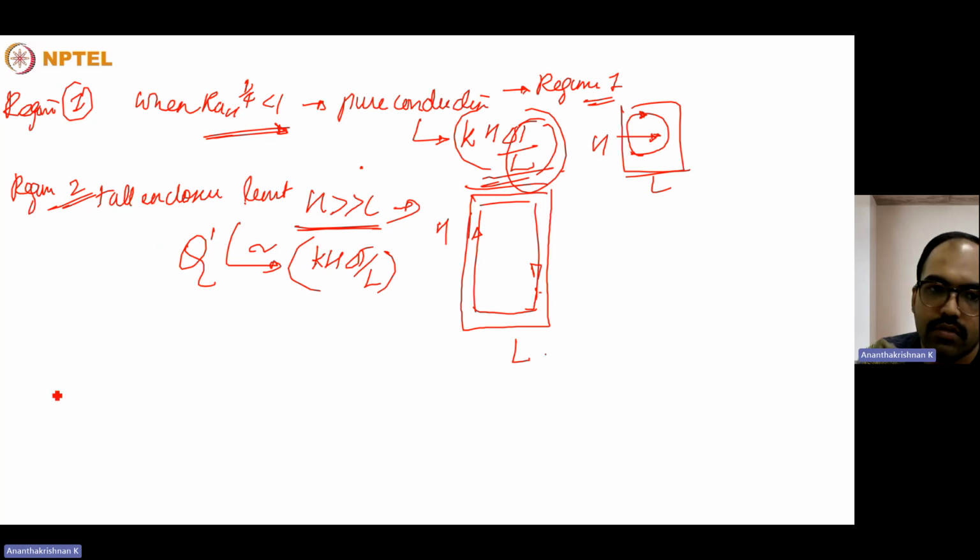I beg your pardon, in the previous regime 2, I told that this is a high Rayleigh number. That's not the case. This is a case where H is very much greater than L. That's it.